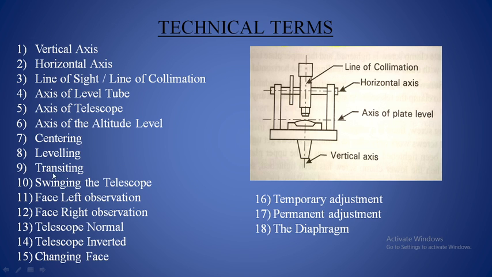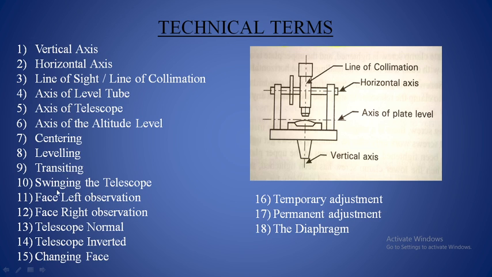Now the next term is transiting. The word transiting is important. Here transiting is nothing but revolving or rotating or plunging or reversing. These are all equivalent terms, and this term refers to the fact that the telescope can be revolved in the vertical plane 180 degrees through the horizontal axis. This reversing is known as transiting.